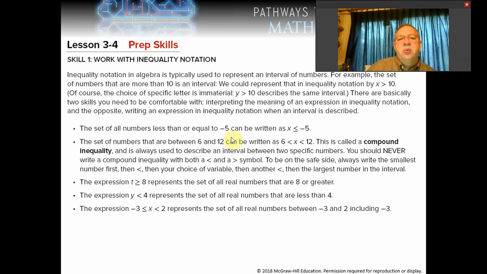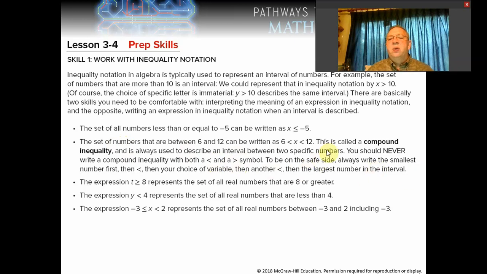The set of numbers that are between 6 and 12 can be written as 6 less than x, x less than 12. This is called a compound inequality. It is always used to describe an interval between two specific numbers, and you should never write a compound inequality with both a less than and a greater than. So this is kind of backwards of what you would expect.